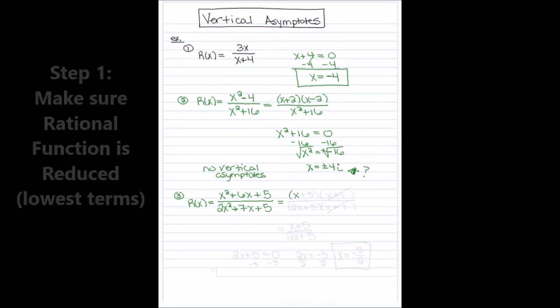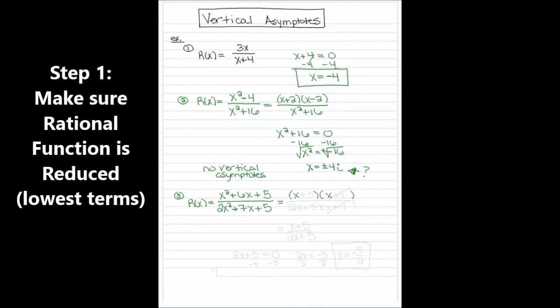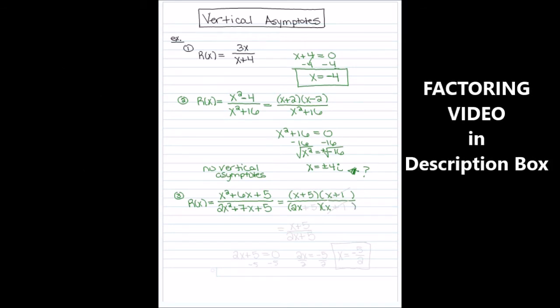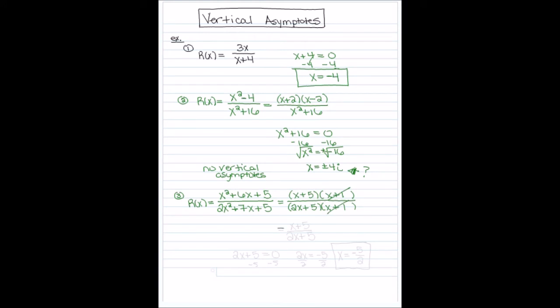Now, step 1, reduce the rational expression. So let me factor the top, which I will get x plus 5 and x plus 1. And in the denominator, if I factor, I get 2x plus 5 and x plus 1 again. If you have problems with factoring, I will put the link in the description box on how to factor this using the AC method. Notice the x plus 1 is at the top and the bottom, so that can be crossed out. And when I rewrite this rational expression, this is completely reduced.